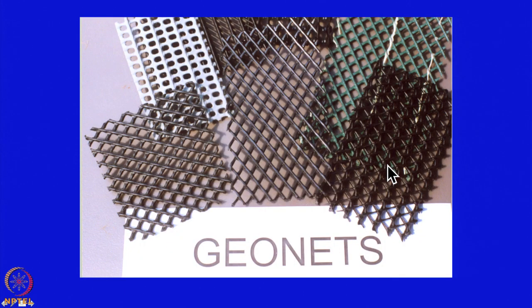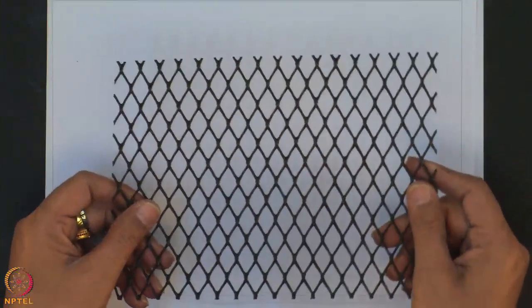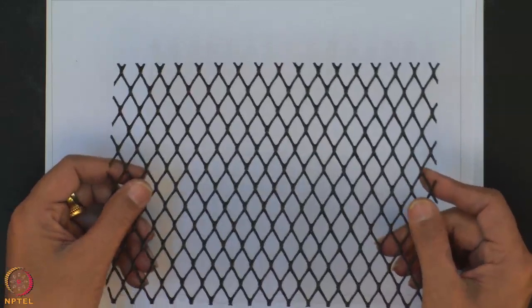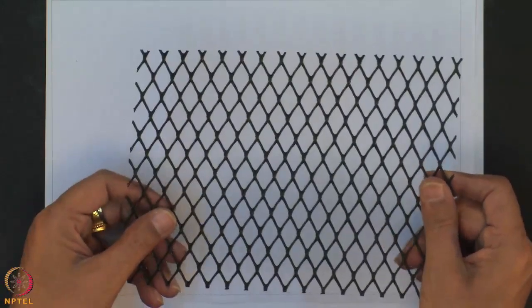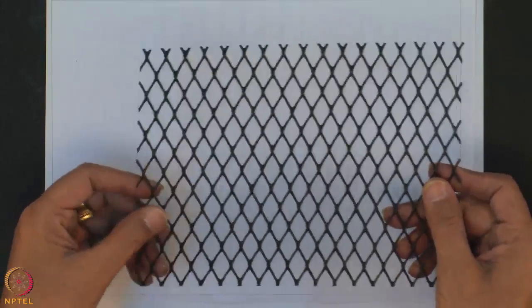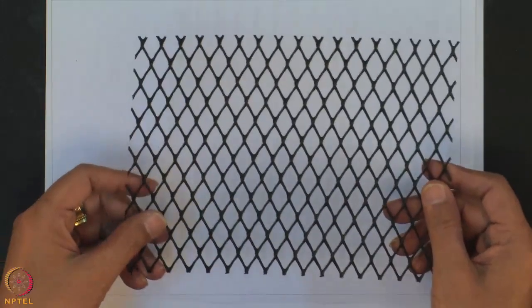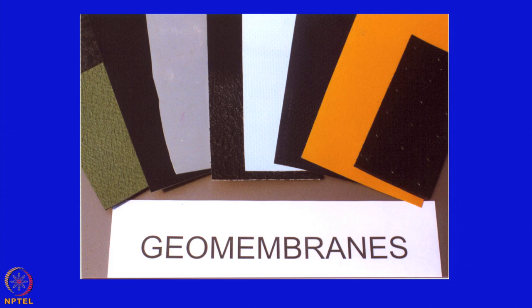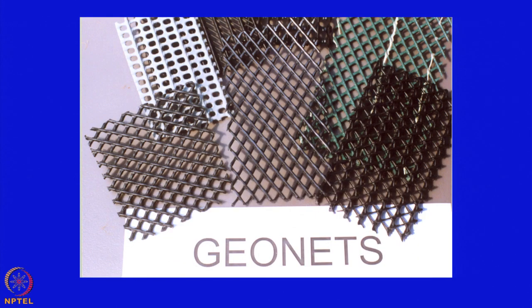This is geonet material, and this is rhombus in shape. This is the geonet material. This geonet material is used for drainage and filtration. You can use it for the landfill. Where there is a problem with drainage and filtration, you can use this kind of geonet material. All the earlier materials are permeable materials, and all are polymer materials and also natural materials.